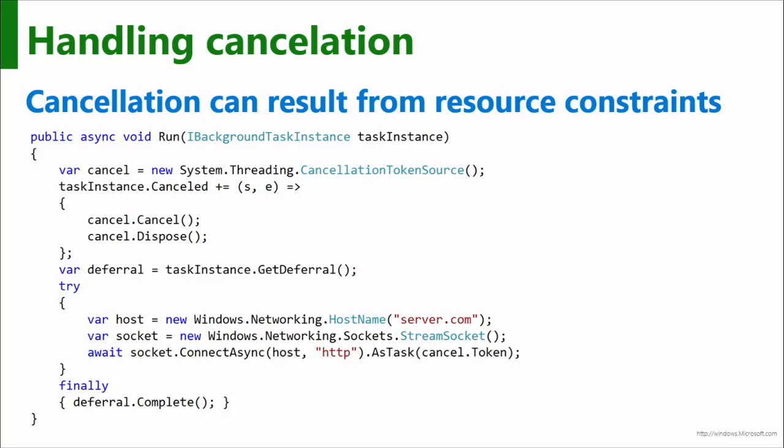So this is the way you might handle cancellation. You can see here this is the run event of a background task. In fact, this is all there is to a background task. There are no extra methods or implementations. This is where your background task starts up. This is its genesis. Whatever trigger or triggers you choose for this background task will cause the run to be invoked. As soon as it is, the task instance that occurs will have on it a canceled event. That's where you handle it.